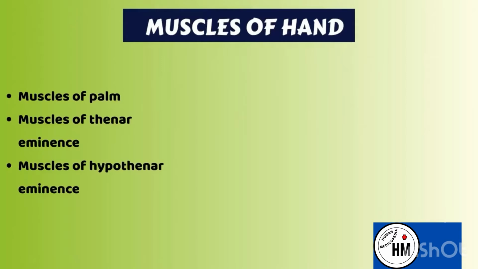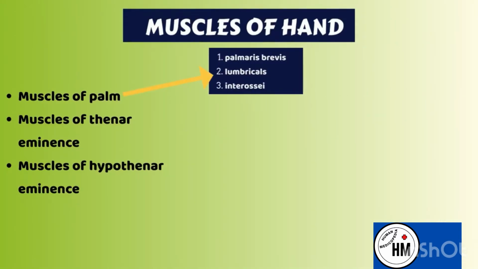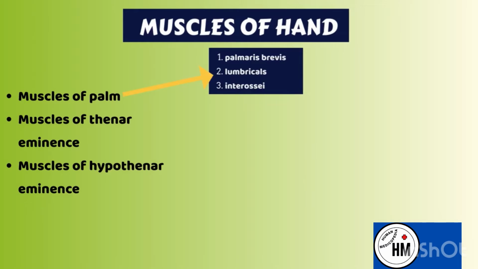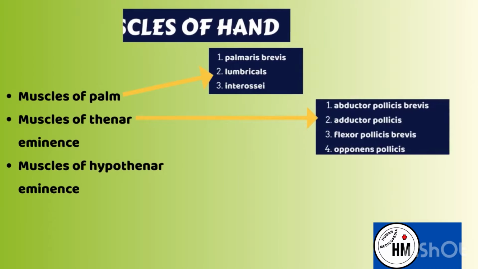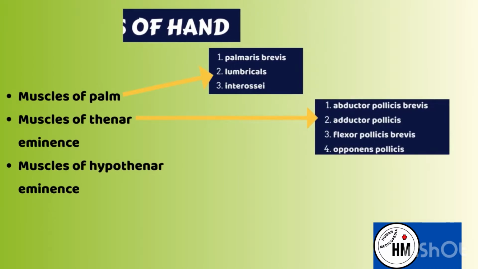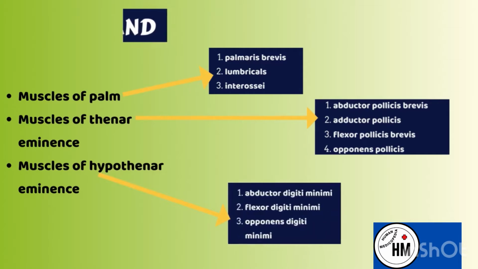Muscles of palm include palmaris brevis, lumbricals, interosseae. Muscles of thenar eminence, meaning at the base of the thumb, include abductor pollicis brevis, adductor pollicis, flexor pollicis brevis, and opponens pollicis. Muscles of hypothenar eminence, meaning at the base of the little finger, include abductor digiti minimi, flexor digiti minimi, opponens digiti minimi.